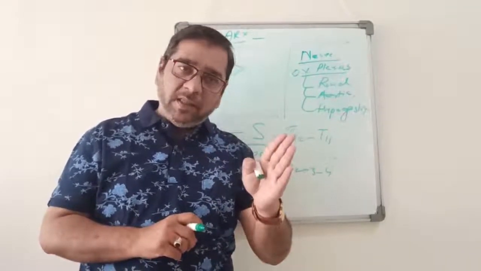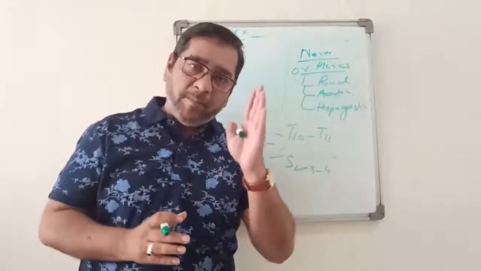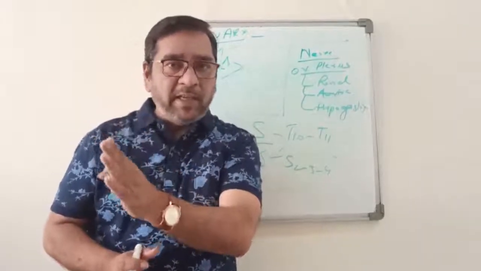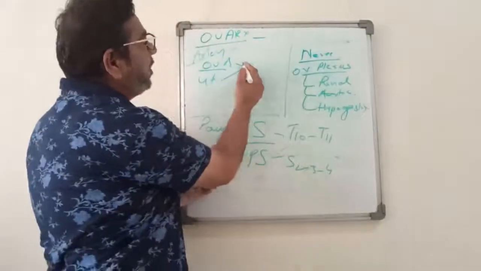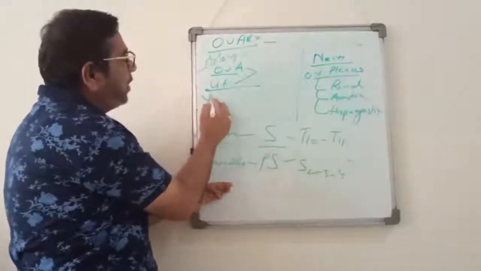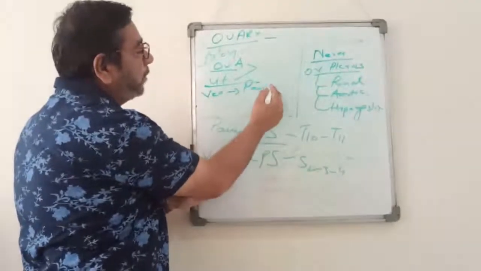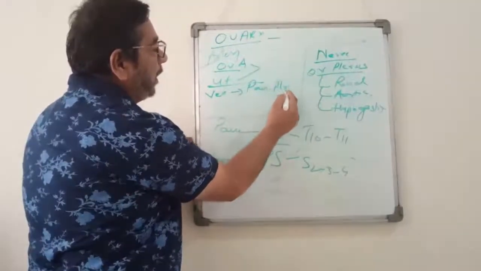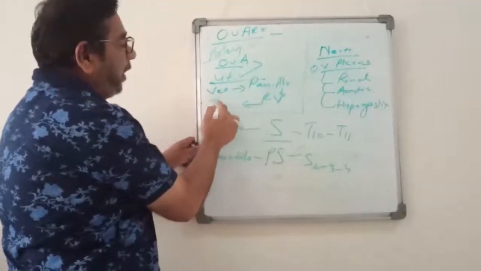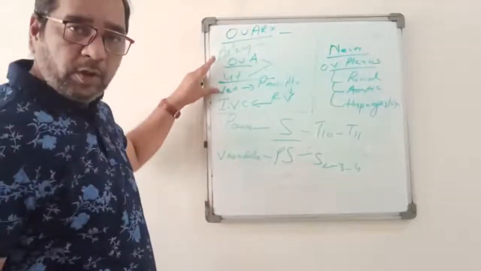The veins drain into the pampiniform plexus. From pampiniform plexus, it drains into the renal vein, and from the renal vein into IVC. So arteries दो हैं, ovarian और uterine, और veins drain into pampiniform plexus. This drains into the renal vein, and renal vein into inferior vena cava. So this is the blood supply of the ovaries.